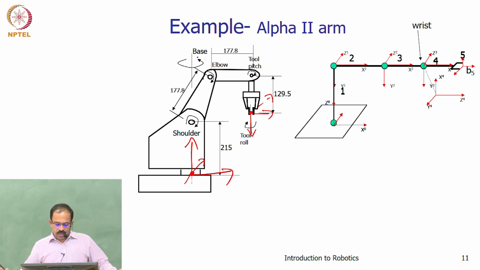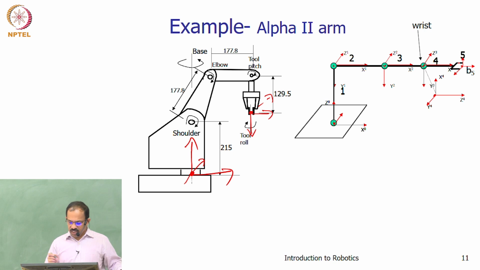So that is the forward relationship. The first step in the forward relationship is to assign the coordinate frames. We saw how to do this. You assign the first coordinate frame here, the next one here, then here, and the next origin will be in the same place, and finally your fifth coordinate frame will be at the tool tip.